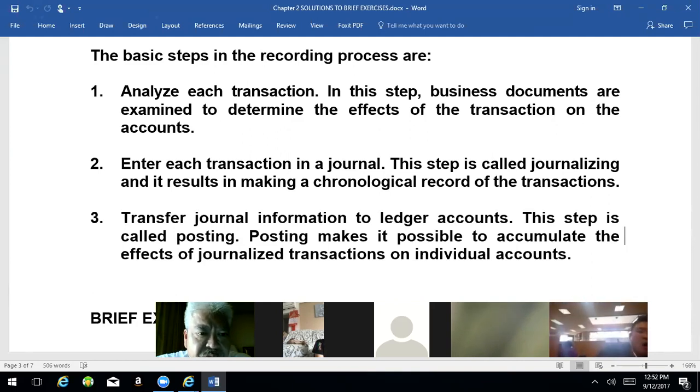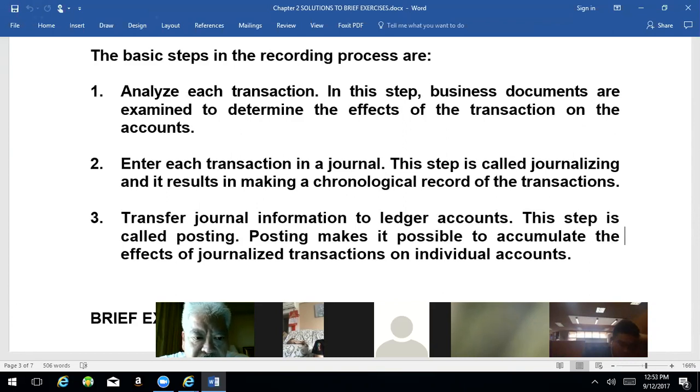The second part is to enter each transaction in a journal. So once you figured out what it was, okay, we got cash, we invested it into the business, and we got common stock in exchange for that, and the ownership of the business. Then we journalize it. So we would debit cash for 4,000, and we credit common stock for 4,000.